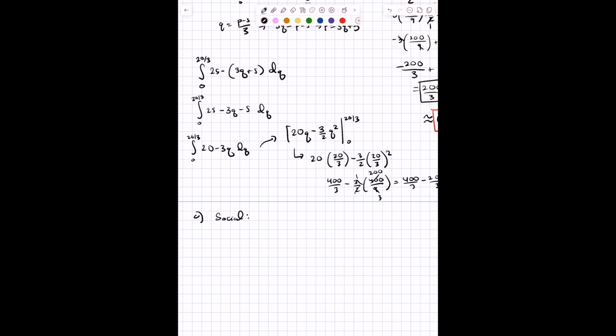Okay. The consumer surplus plus the producer surplus. So we got 200 over 3 for both. So you can just add it and you get 400 over 3, which is around 133.3 repeating. Okay, so this is the first problem.